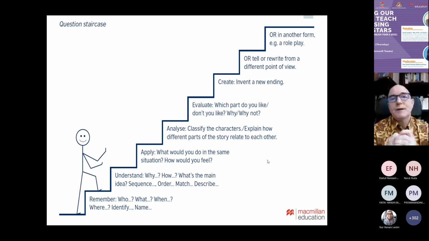So hopefully you'll be able to use this pyramid or this question staircase and then come up with different questions and really think about why you're asking those questions. What are you trying to develop? Try to look more at the top. Often our books will give us the remember and the understand, but we need to think more deeply about a text. So let's think about how we can do more at the top.